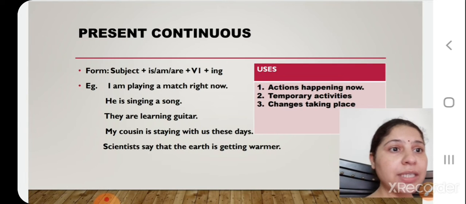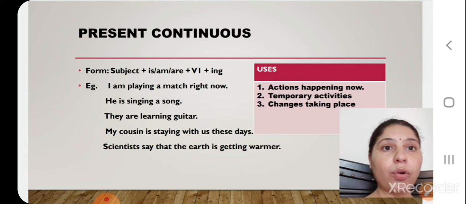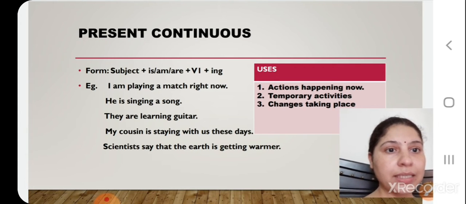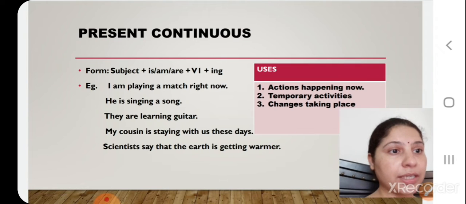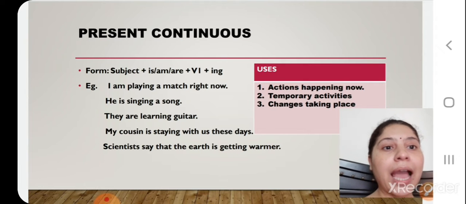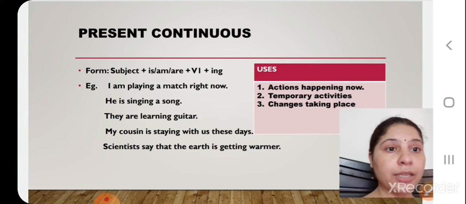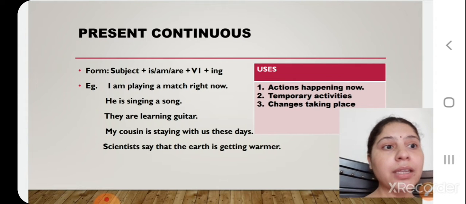Then the change that is taking place, for that also present continuous tense is used. Like the scientists say that the earth is getting warmer. Earth is getting warmer. Here in this part of the sentence, we are using present continuous tense, and it means that it's not right now happening, but gradually it has been happening, and it is an alarming situation.